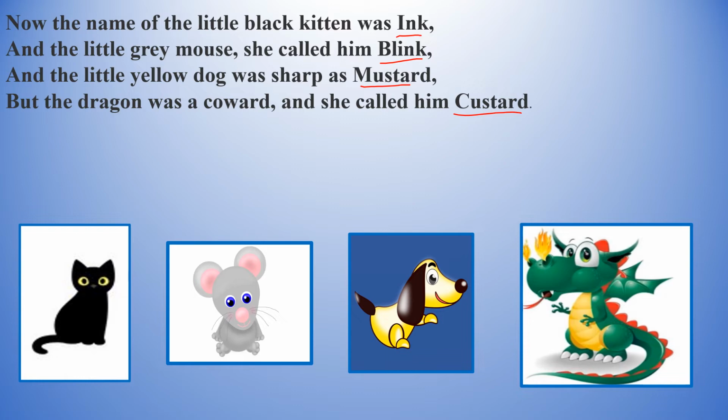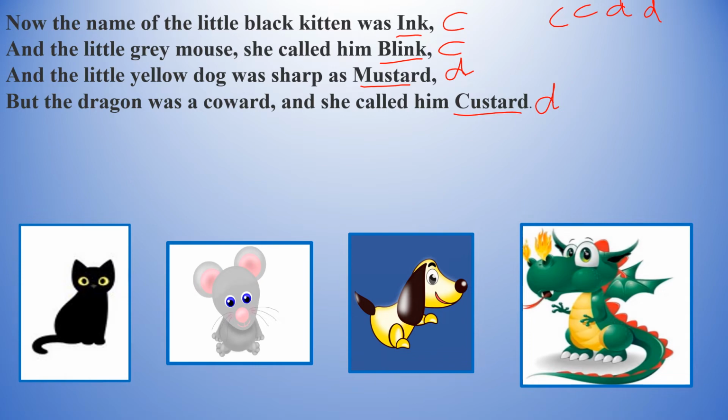So here, if you remember, in the previous stanza, the rhyming scheme was AABB. So here, it will start with C. We will give C to ink, and blink is rhyming with ink. So again, it will be C. Mustard is not rhyming with ink and blink. So it will be D. And custard is rhyming with mustard. So it will again be D. So here, dear children, we found that the rhyming scheme of the second stanza is CC, DD.